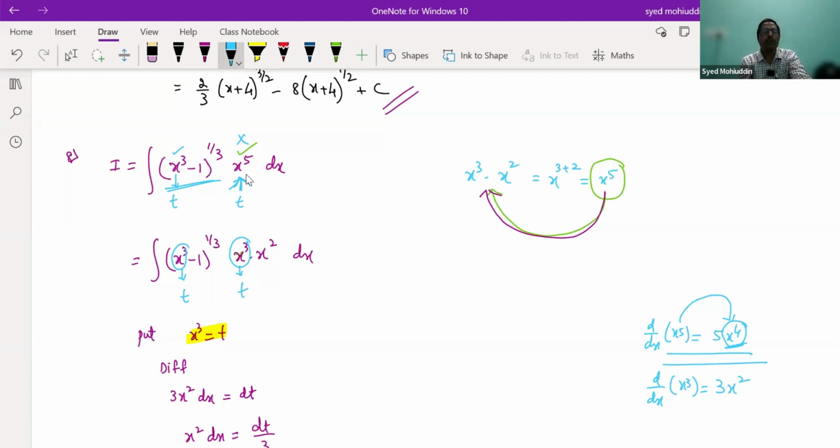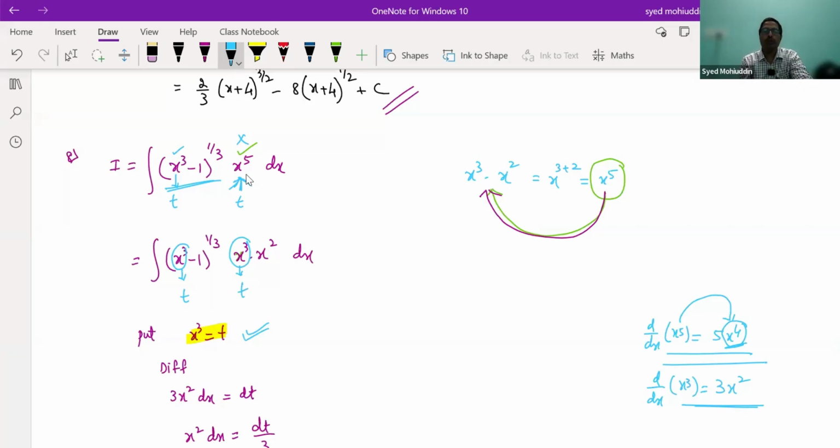So that will fail. Therefore, I decided on differentiating x cube. If I differentiate x cube, I'll be getting x square. But x square is also not there. That will also fail. Now the question is what to be done. But x cube, you can take as t. But if you want to take x cube, how can you express x power of 5?